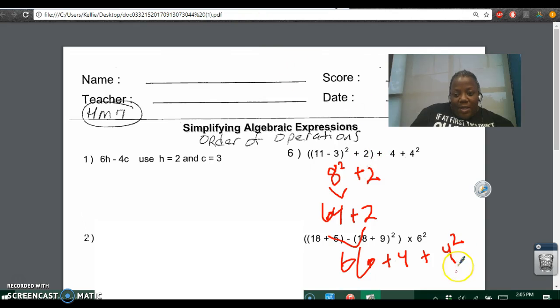What's next should be the exponent. So I should be doing this. Remember, that's 4 times 4, not 4 times 2. So that's 16 plus 4 plus 66. So this is where you are from here. You can complete the rest.